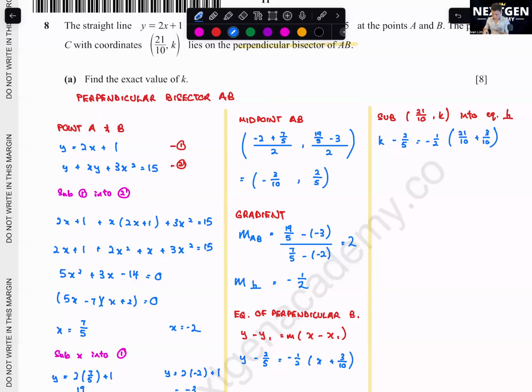So 21 over 10 plus 3 over 10, times 1 over 2, we'll get negative 6 over 5. Okay, then k equals negative 6 over 5 plus 2 over 5. Wait a minute, did I do something wrong? Negative 6 over 5 plus 2 over 5 is negative 4 over 5.